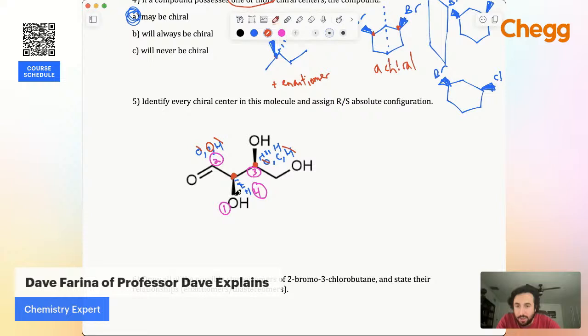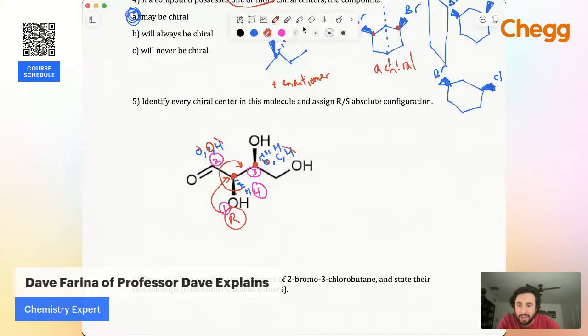We're lucky here that the implied hydrogen is already away from us, so we are in the correct vantage point to assign R and S. This is going clockwise, so this one is R. This is an R stereocenter right there.